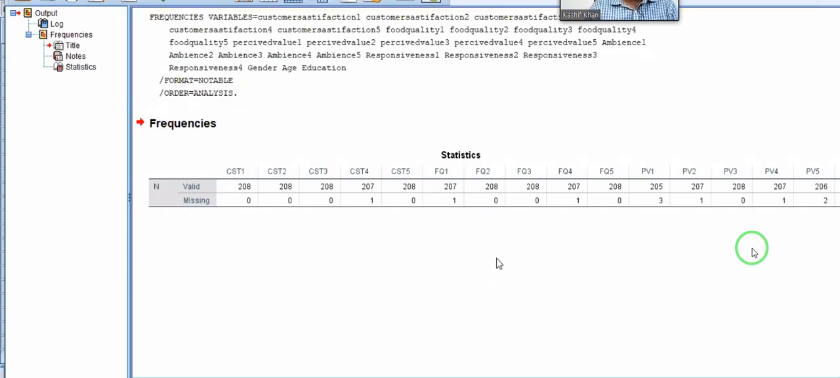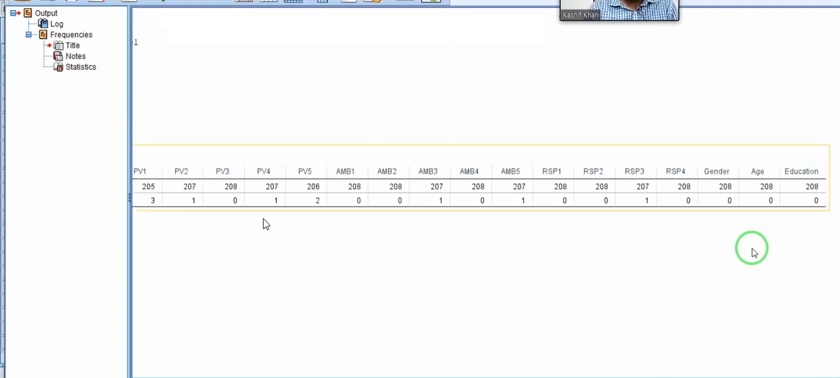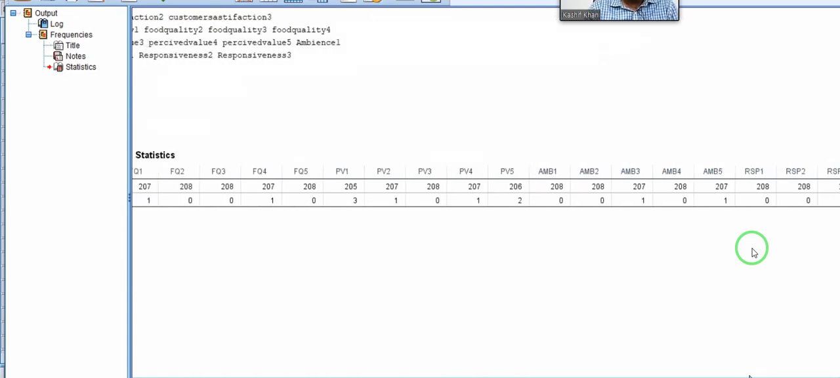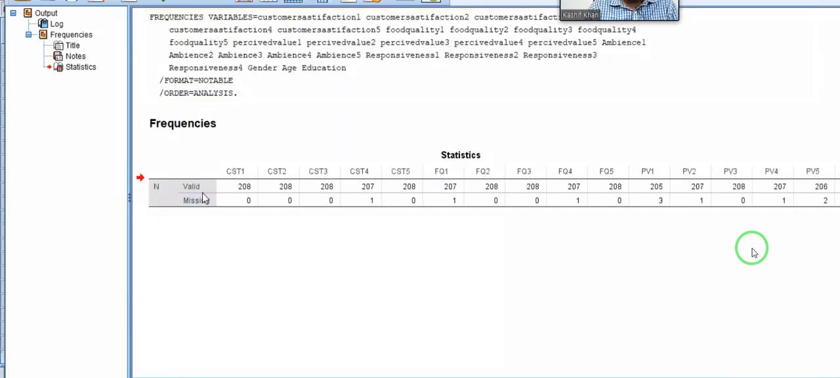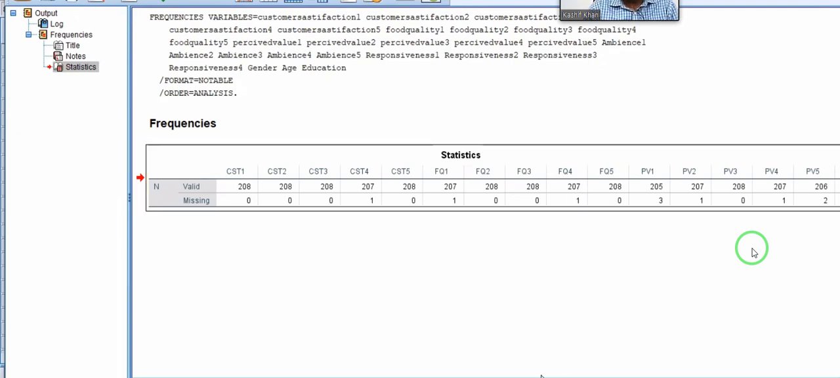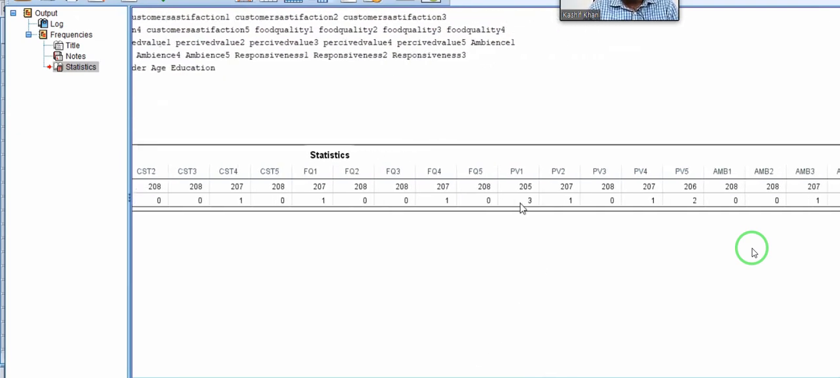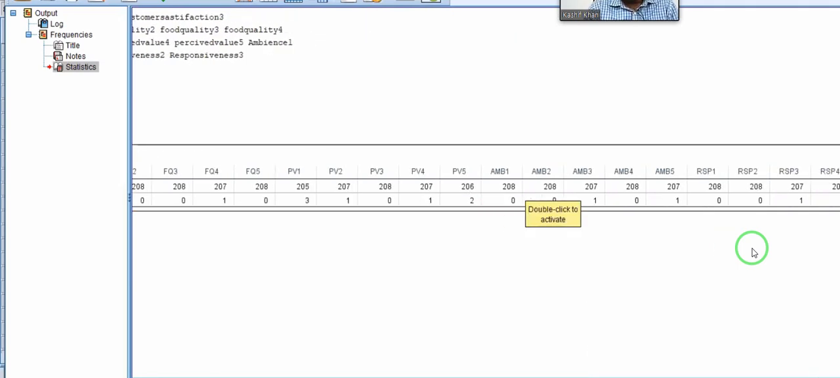Okay. So as a result, I am seeing some type of statistical analysis SPSS has done. And if you look here, SPSS is showing me two types of data. Number one, SPSS is showing me here valid. They're saying that the total number of the data is 208, 208, 208. Look, one of my columns has 207. It doesn't have 208. And one of them is 205. Why is it happening?